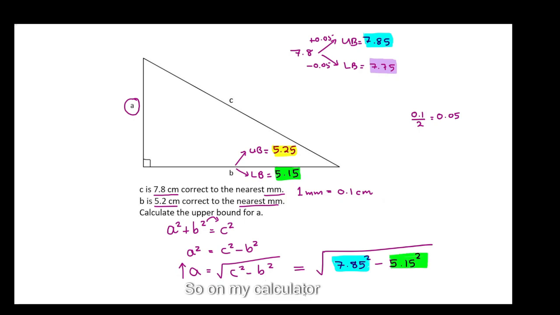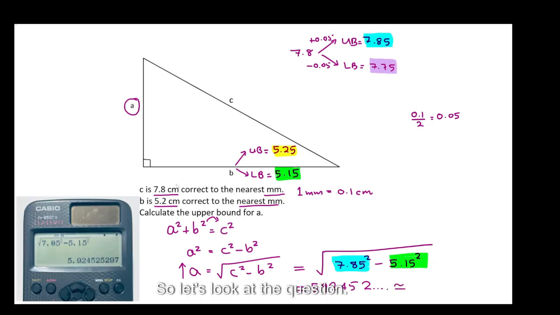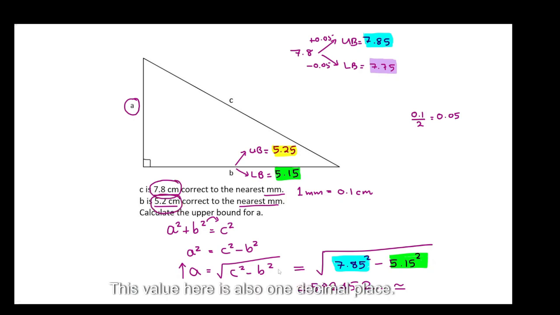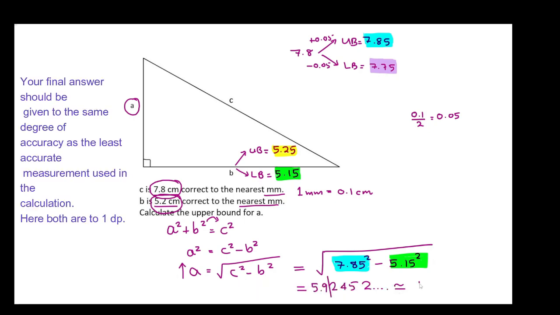So on my calculator, I get the answer as 5.92452... Now, how do we round it? So let's look at the question. This value here is for 1 decimal place. This value here is also 1 decimal place. So I'm going to do the same rounding here. So the answer is 5.9 centimeters.